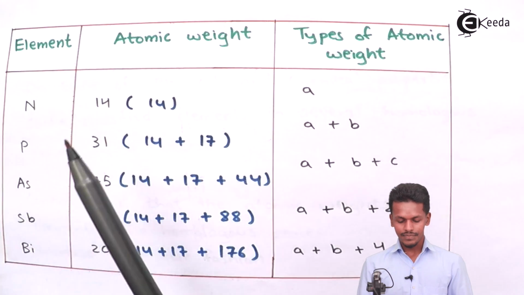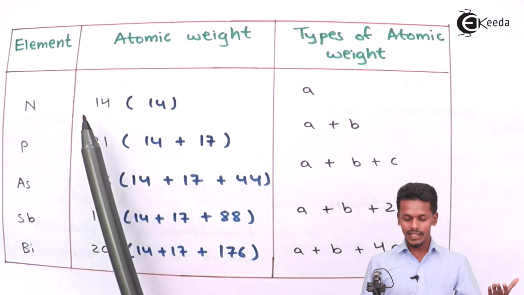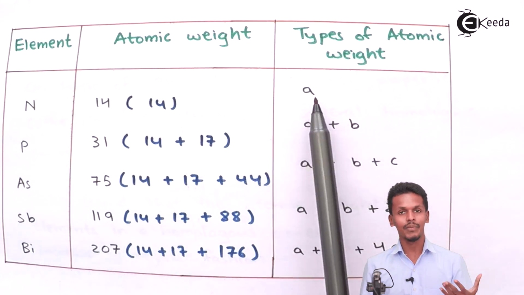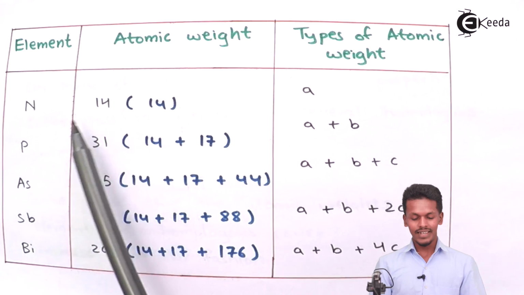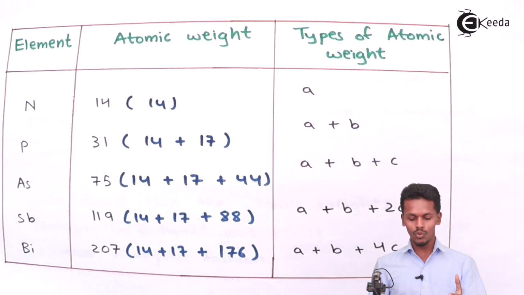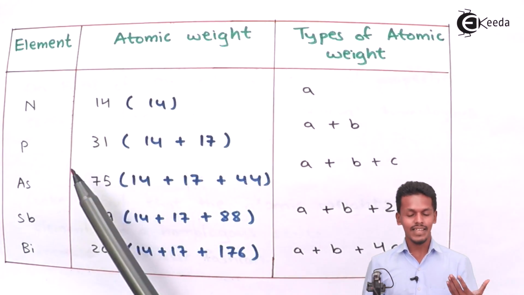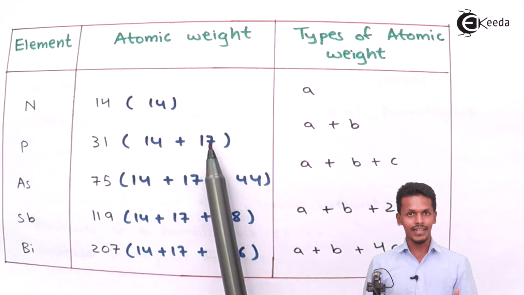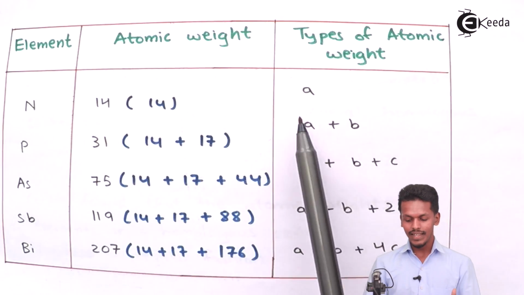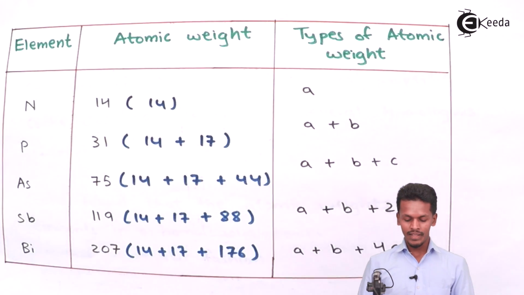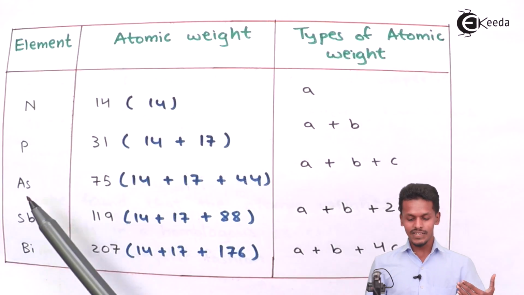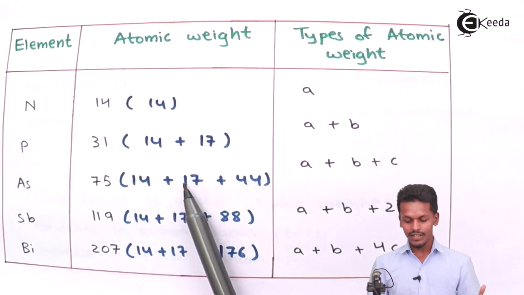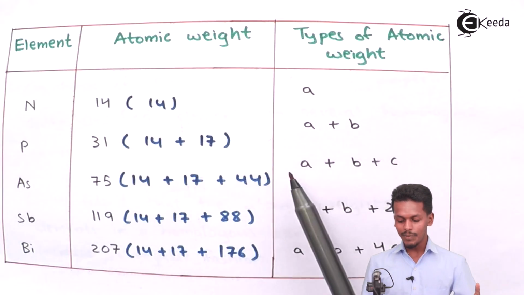For example, 14 is the atomic weight of nitrogen, so suppose we call it A. The next element in the group after nitrogen is phosphorus, with an atomic weight of 31. That can be written as 14 plus 17, that is, A plus B. Arsenic has an atomic weight of 75, which can be written as 14 plus 17 plus 44, that is, A plus B plus C.